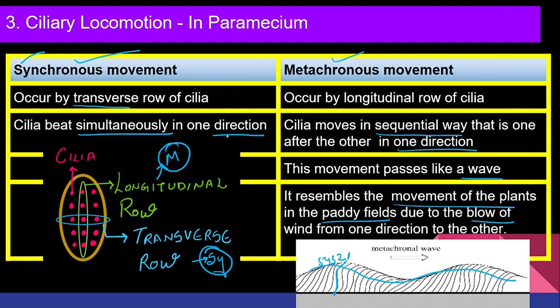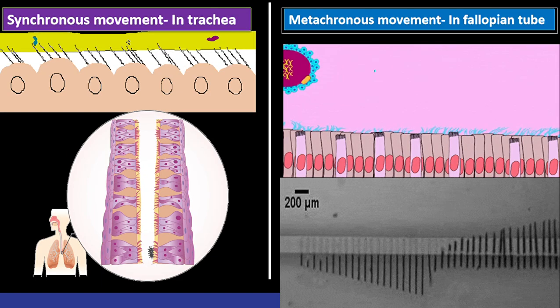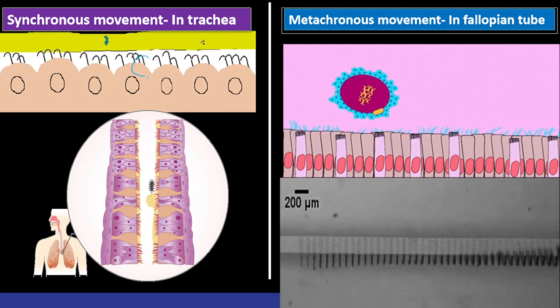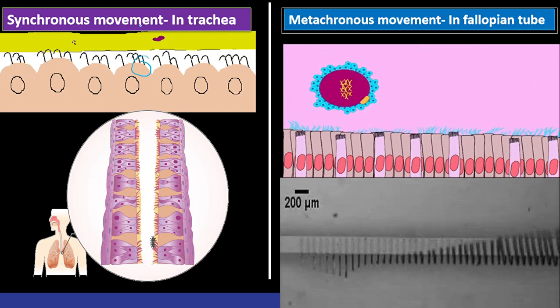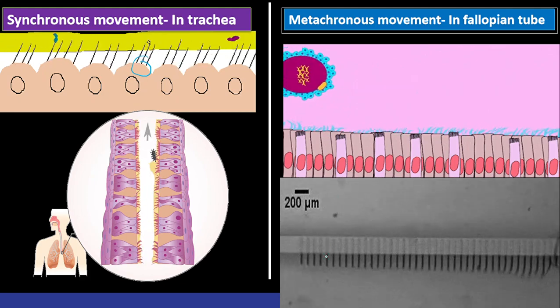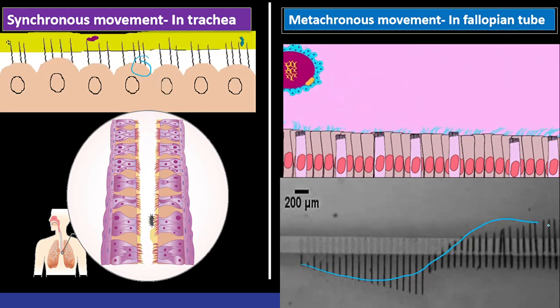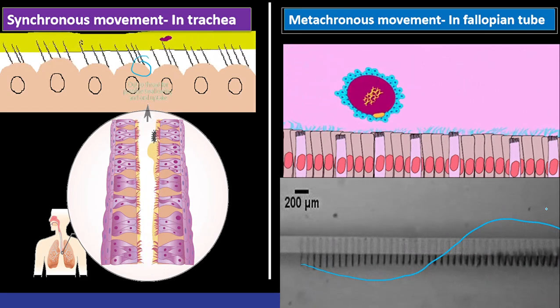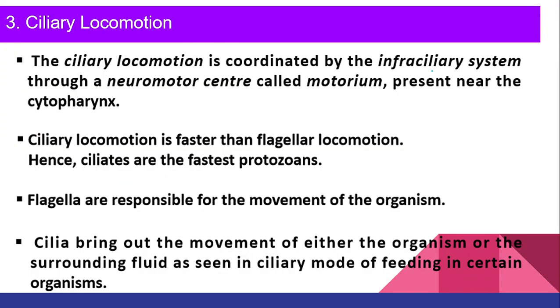So what is synchronous? When all the cilia simultaneously beat in one direction in a transverse row. What is metachronous? When all the cilia move in a sequential way in one direction, in a longitudinal row, we call it metachronous. Let's see one example. In the trachea, you can see all the cilia are moving in one go, all together, simultaneously. But in the fallopian tube, one by one the cilia move. Just see this wave, which is due to the sequential movement of cilia in one direction, right?